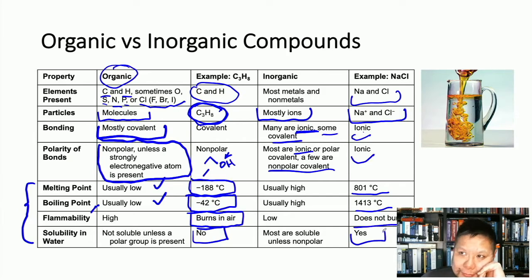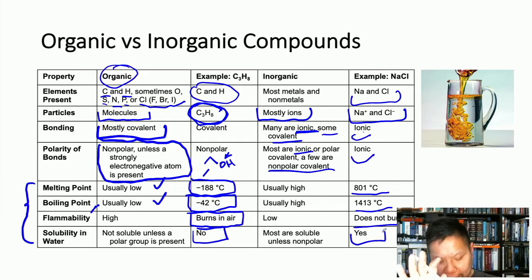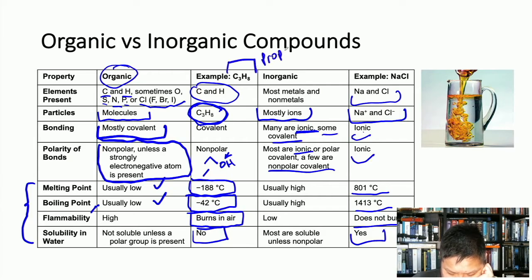So that's just two easy examples to compare organic and inorganic compounds. And this is the difference between propane, which is the organic molecule, and sodium chloride or table salt.